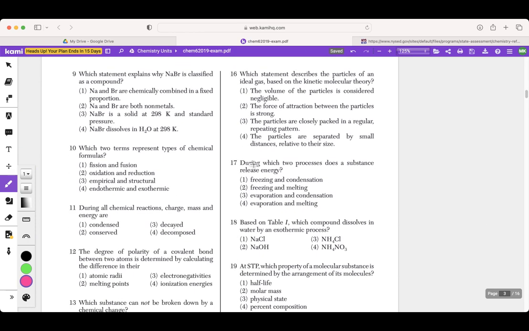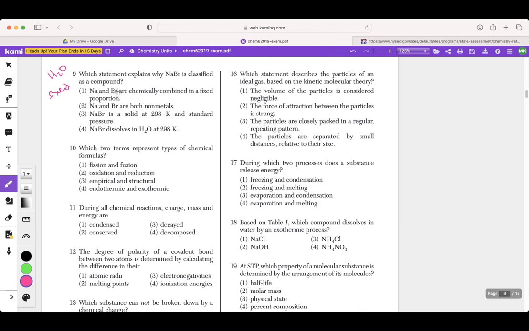All right, question 9. Which statement explains why sodium bromide is classified as a compound? So compounds need to be in a fixed proportion. What this means is if I have something like H2O, there's always 2 hydrogens per oxygen, and I can't change that ratio.